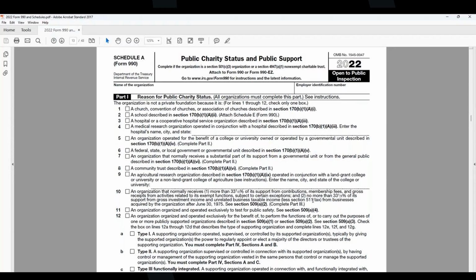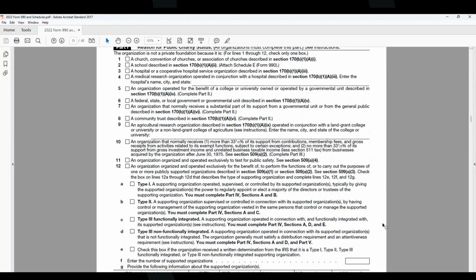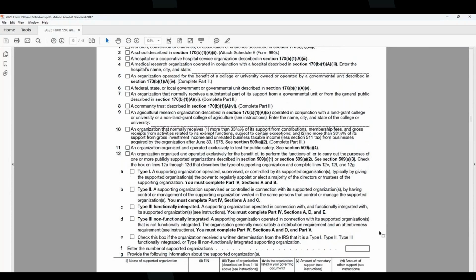Also, we're not going to go into box 12 there. If you are a supporting organization, there's a bunch of rules there. You could also meet it, filling that out. Pretty complicated, so we're not going to go through that right now. But if you need help in that area, there's a lot of good guidance on how you fill out these pages. Just want to flip the page there.